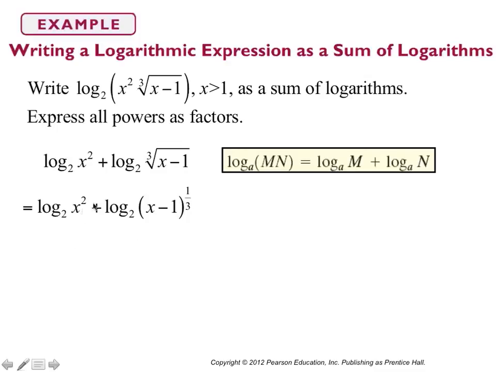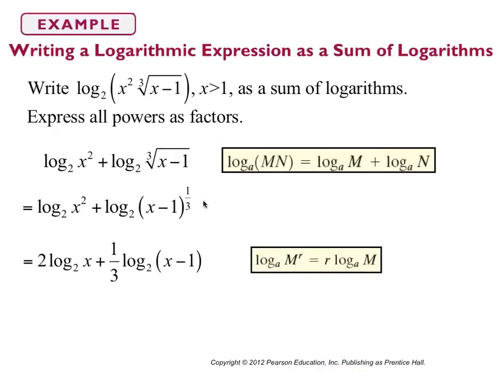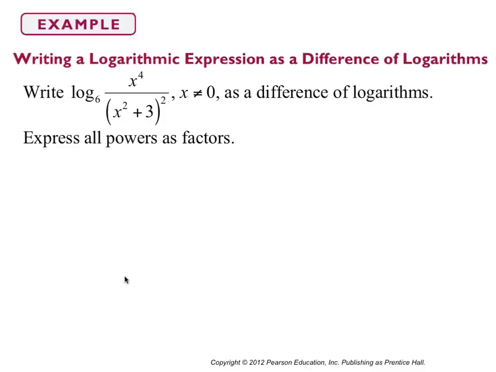So we have log base 2 of x squared plus log base 2 of x minus 1 raised to the 1/3 power. And then we just bring our powers out front because they asked us to express all powers as factors. So we take our 2 that was attached to our x for x squared and we bring it out front. And we take our 1/3, which was originally our cube root, and we bring that out front as well.